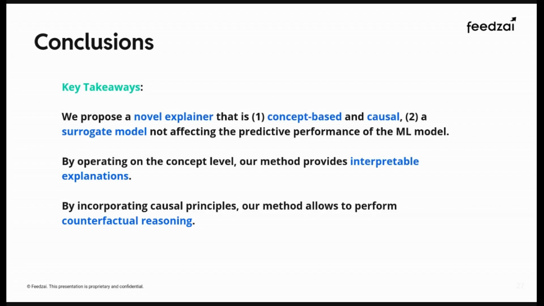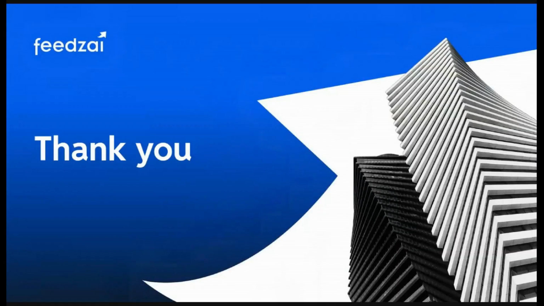In this work, we proposed an explainability method that is concept-based and causal, and since it is a surrogate model, it does not affect the predictive performance of a black box model. By operating on the concept level, our method provides interpretable explanations, and by incorporating causal principles, our method allows to perform reasoning. Thank you very much.